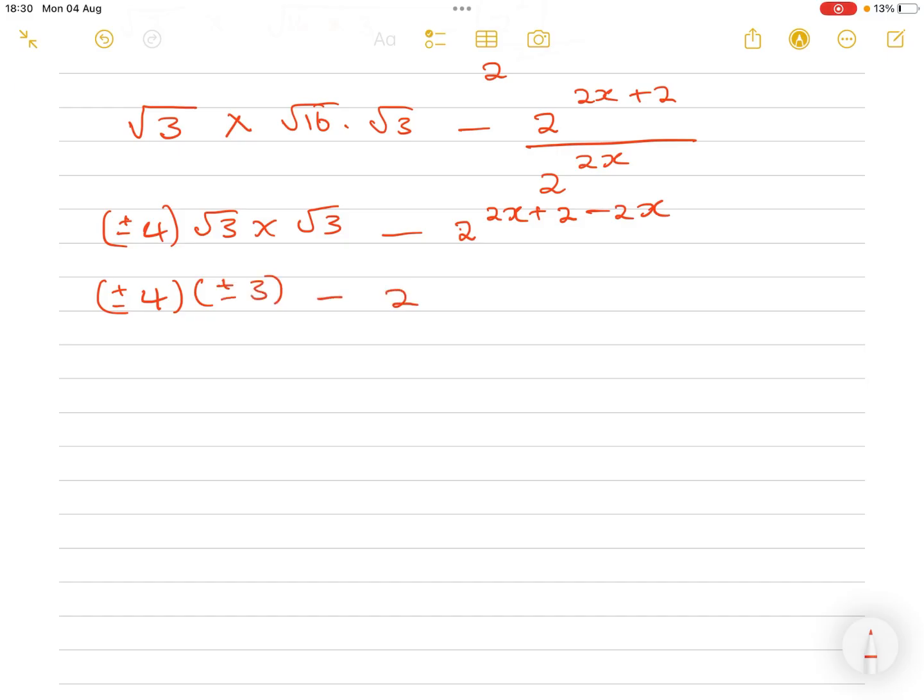So minus what? 2, and then the 2 cancels, 2 to the power of what? Of 2. So if I pick positive, 4 times 3, because these two will just multiply, positive times positive, negative times negative gives us what? Positive. So as a result, you'll end up with positive 4 times positive 3 minus 4. So it will be just 12 minus 4, and the final answer will be 8.